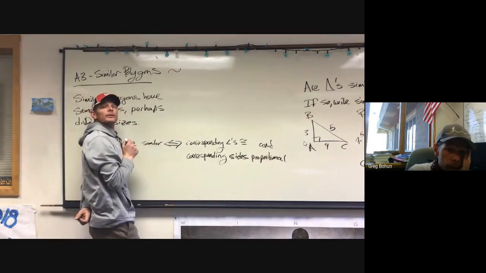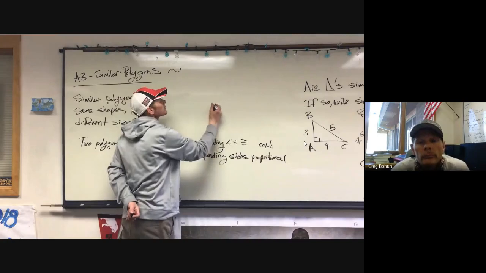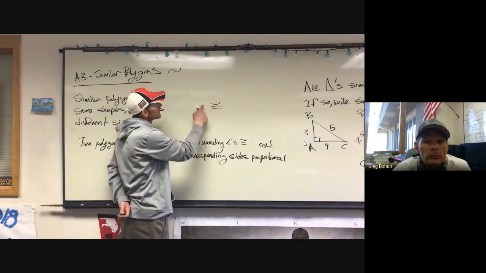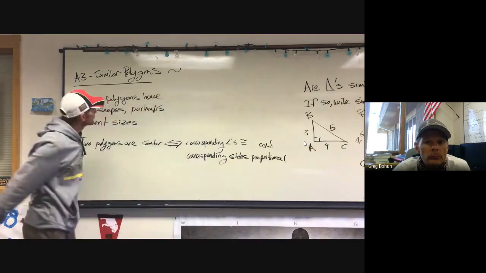That is the notation that we will use for similarity. It looks similar to congruence. Remember, if we said two triangles are congruent to each other, we use that notation. This is our similar notation.